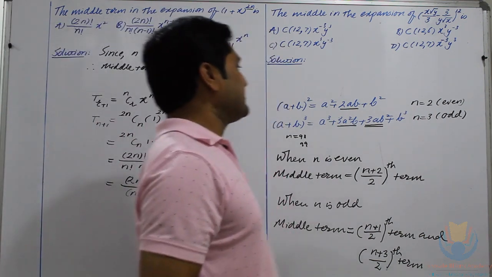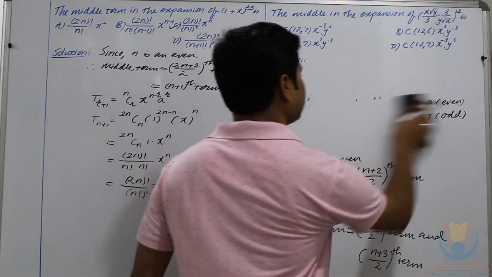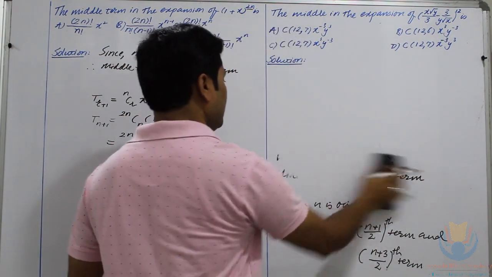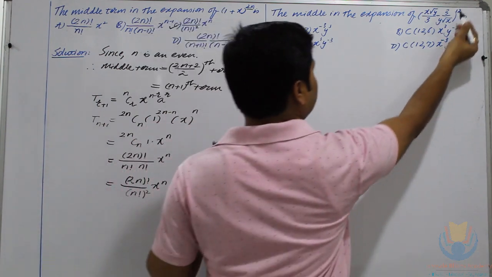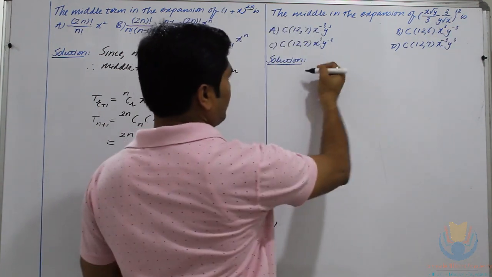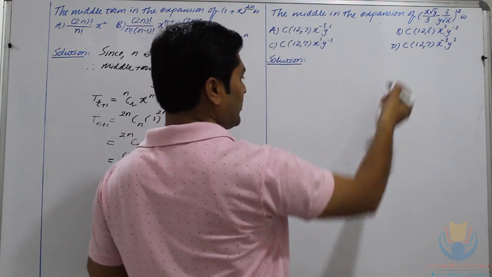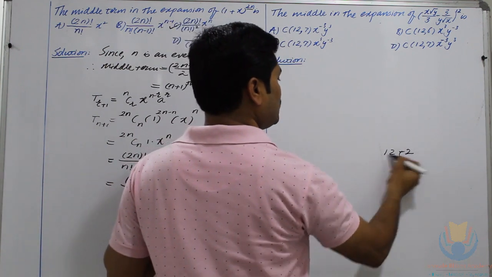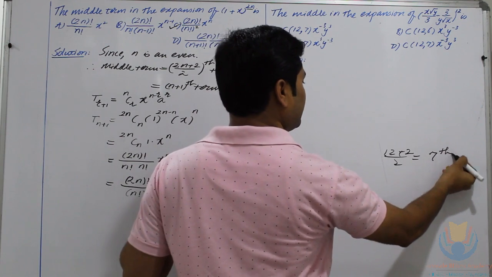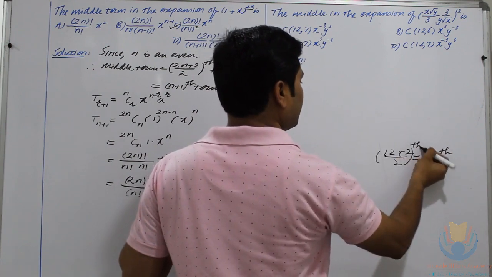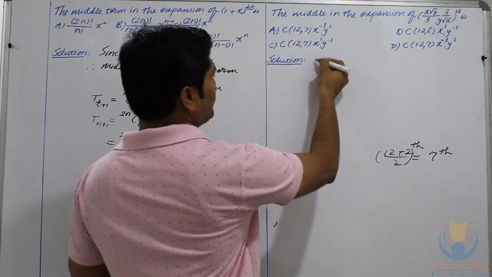So let's come to this next sum. Again we will use the same formula here to find the middle term. As you can clearly see, this 12 is an even number. So therefore that middle term, I will take it orally. This (12 plus 2) upon 2, which is equal to 14 by 2, is the 7th term, which is going to be the middle term. So let's do it directly.